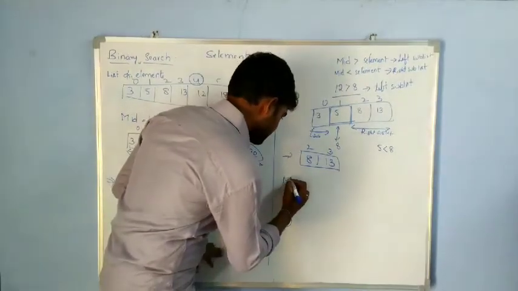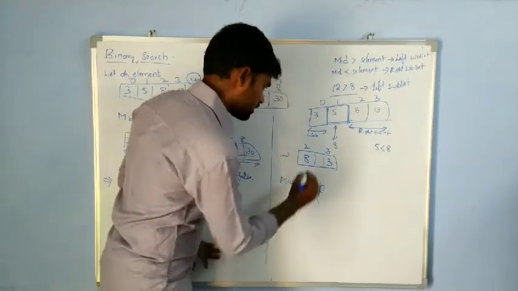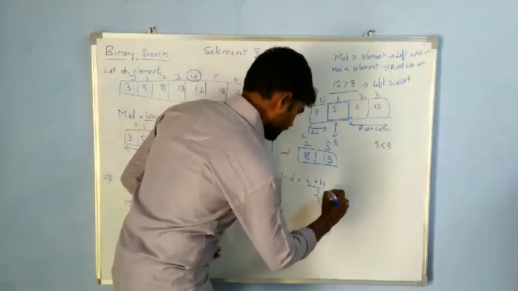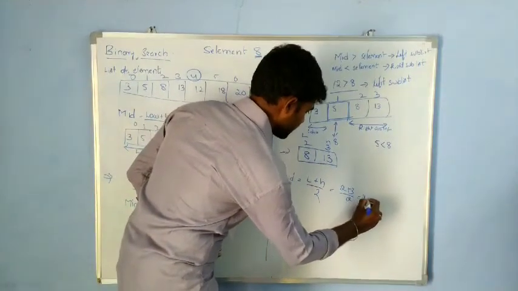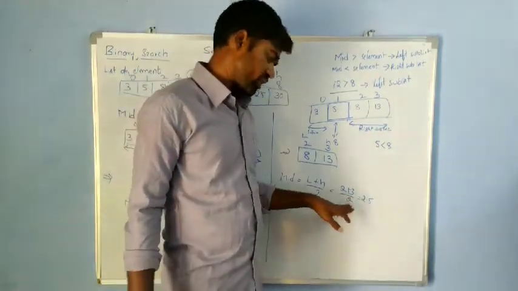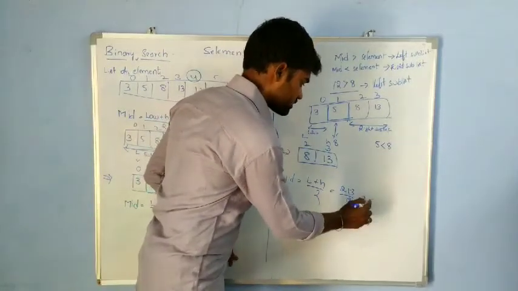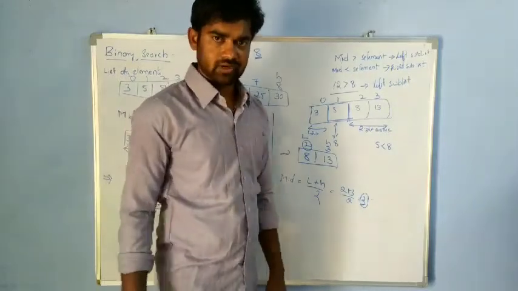Mid equals again what here? Low plus high by 2. What is the low value here? Low is 2, high equals 3. Again 2 plus 3 by 2. So we'll get the result 2.5, 5 by 2. Again what do we have to consider here? Only the integer part. So this 8 will act as the mid element for this list.